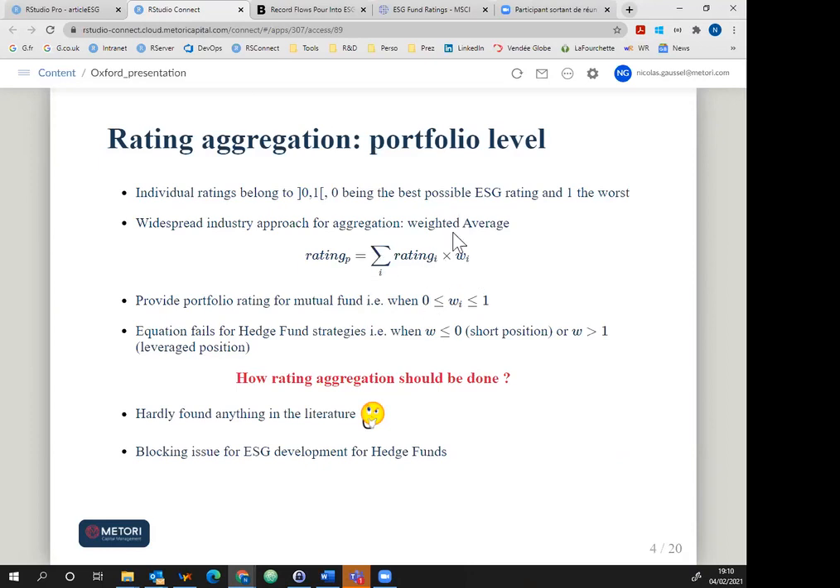No need for rocket science here, and you have a rating for the portfolio. It works well if you think about it, because basically it's a convex combination of ratings. The convex combination of ratings, at the end of the day, is also a rating. So basically you are not worried much.